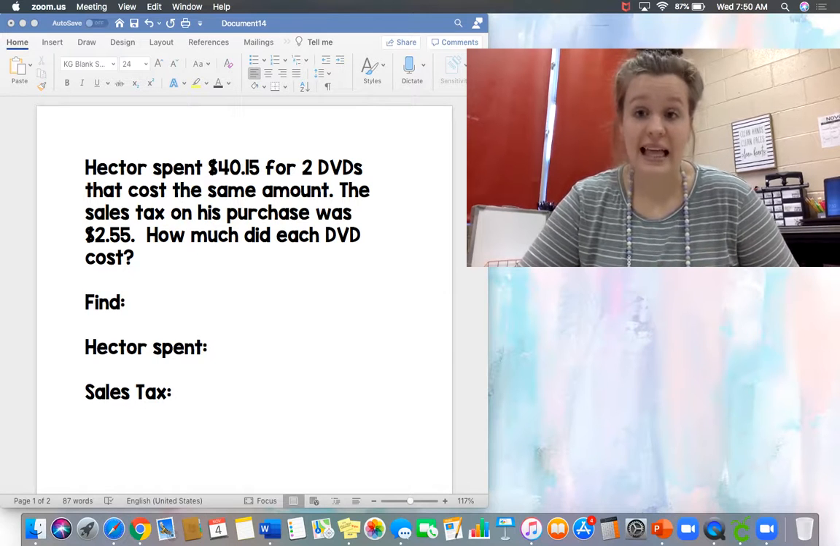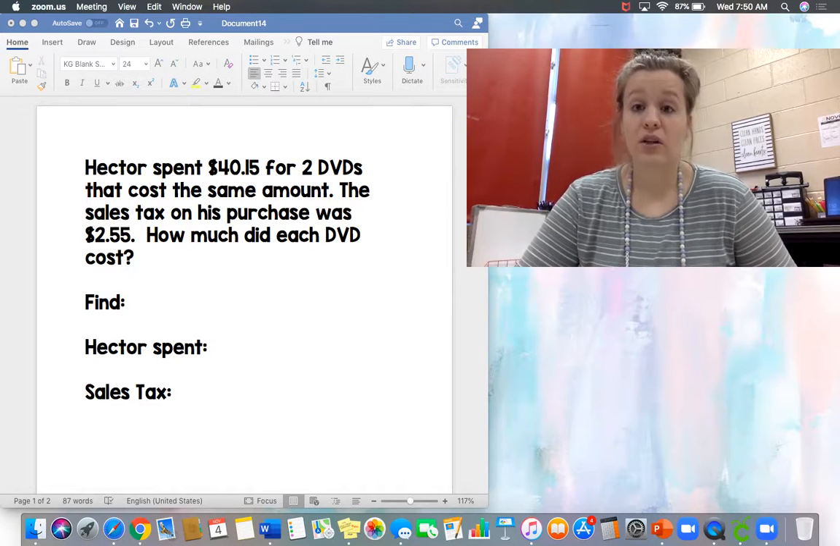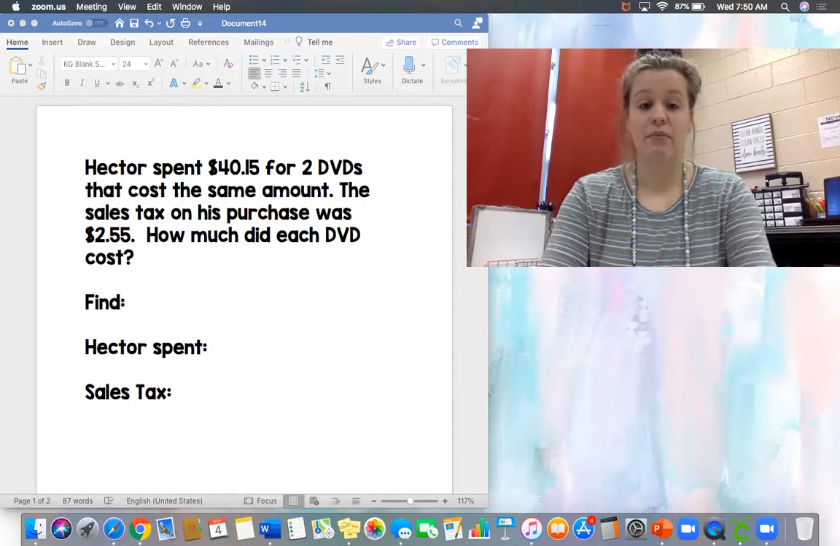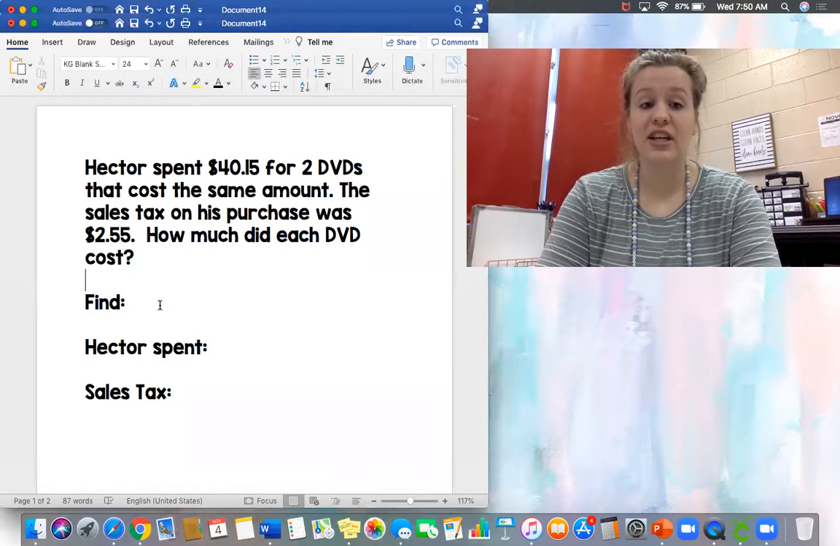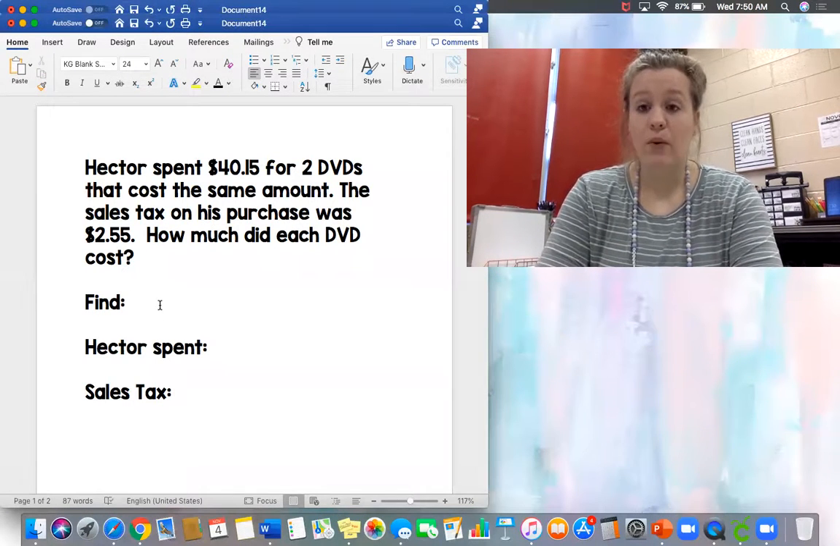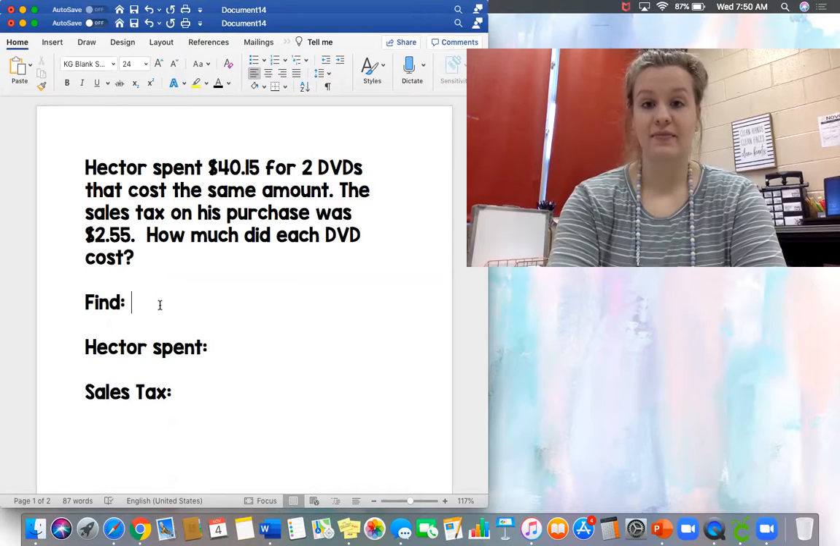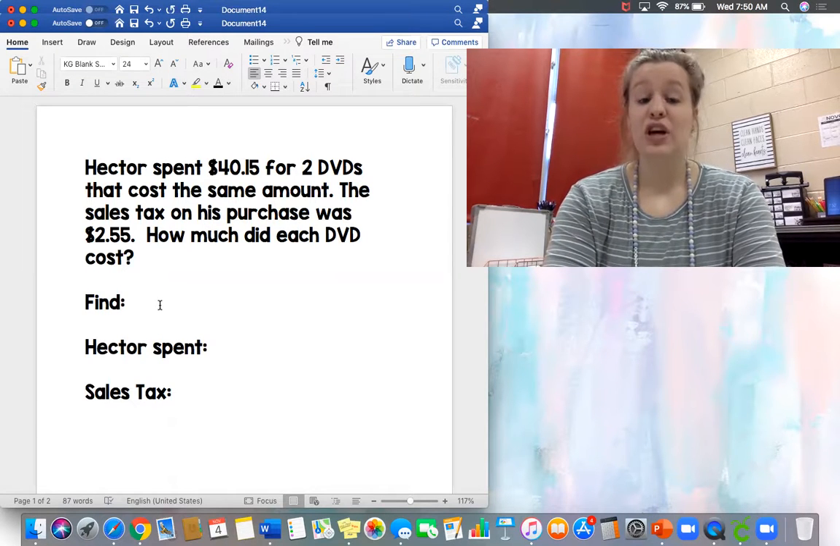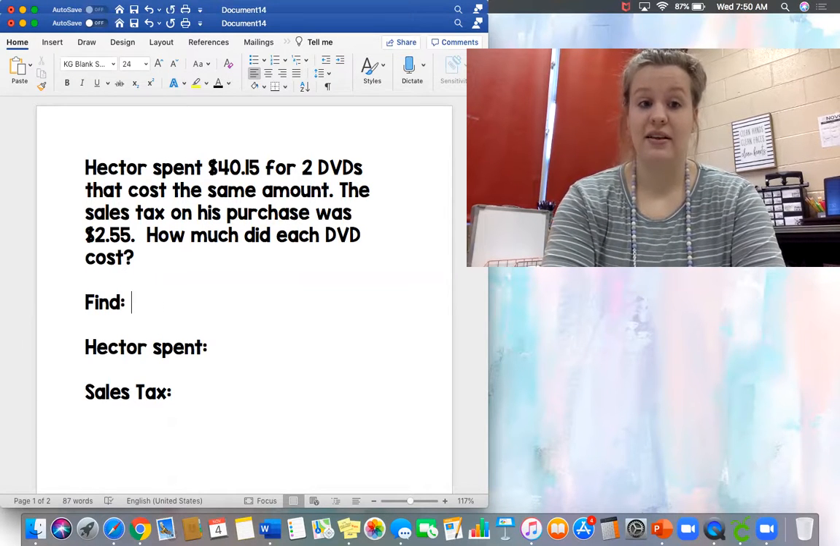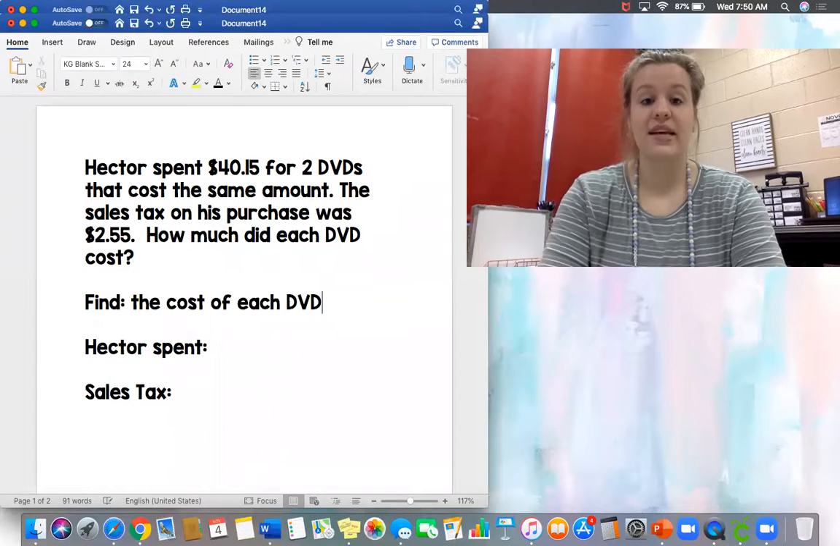So the first thing that I like to do when we are solving or looking at a word problem is break it apart into the different steps. So first thing I'm going to do is ask, what does that word problem want us to find? The cost of each DVD.